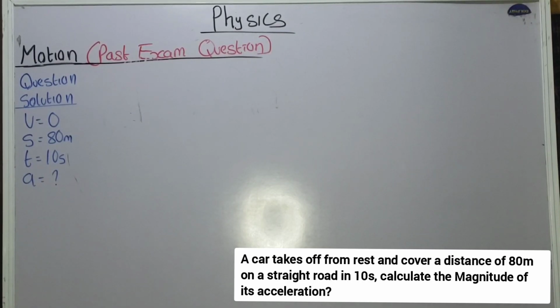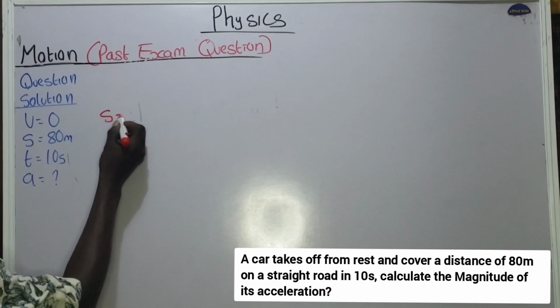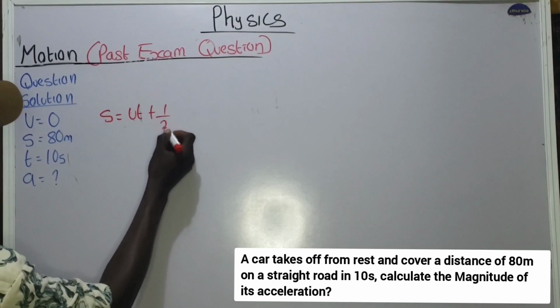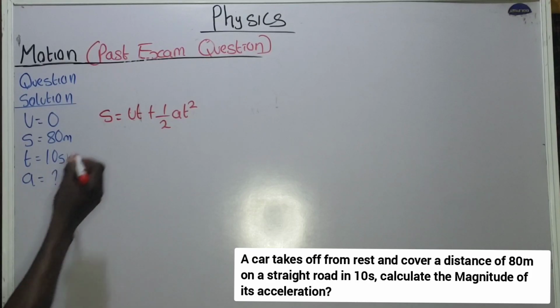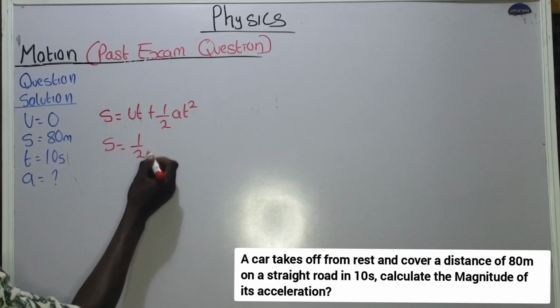Now, with respect to these given parameters, which of the equations of uniformly accelerated motion are we going to use? Don't forget, we have 3 equations of uniformly accelerated motion. Which of those equations are we going to use to solve this question? We are going to use the second equation of uniformly accelerated motion, which is s equals ut plus 1 over 2 at squared. Now, because the value of u is 0, that means that s equals 1 over 2 at squared.